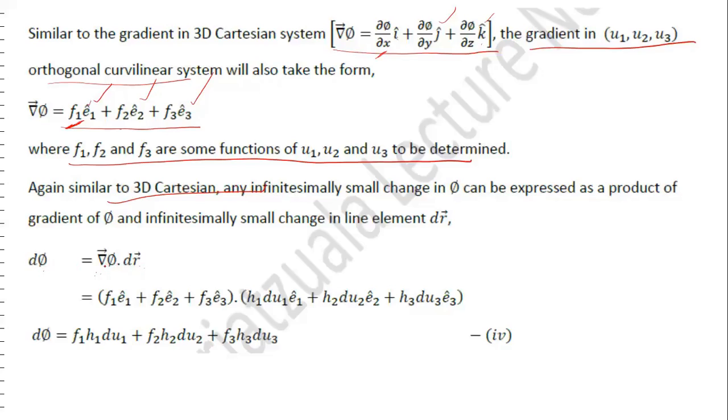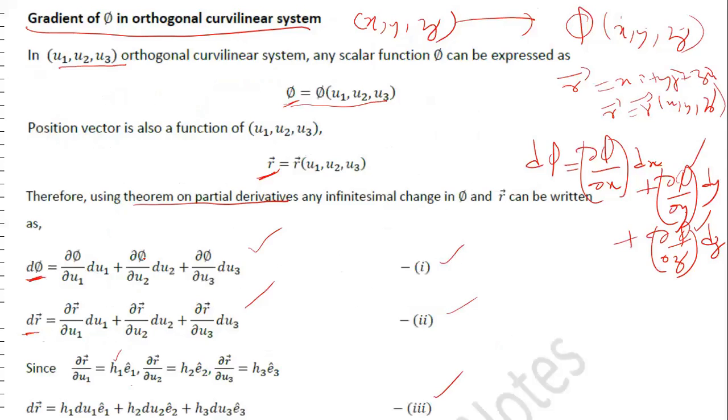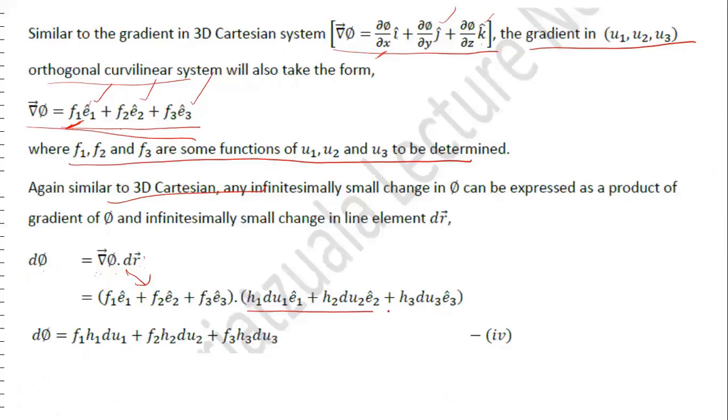In 3D Cartesian system, we can express d phi as grad phi dot dr. Dot here is the dot product. So if you take grad phi from this expression, you write it here, and your dr vector, you take it from equation number 3. This is what you have as your dr arc length.